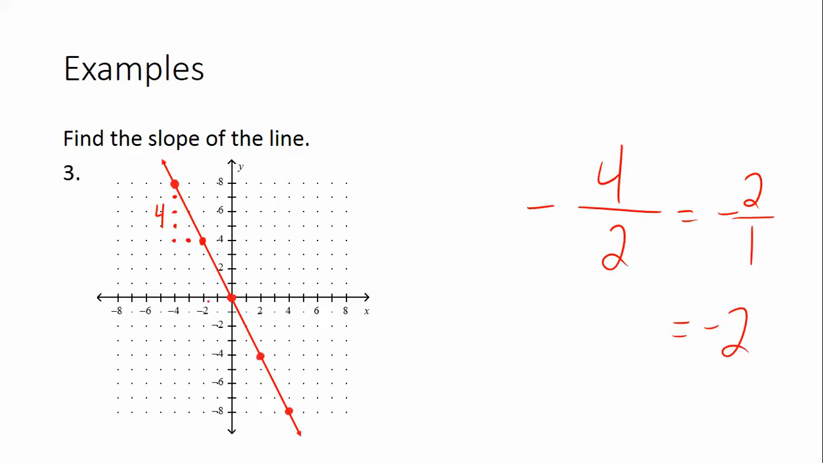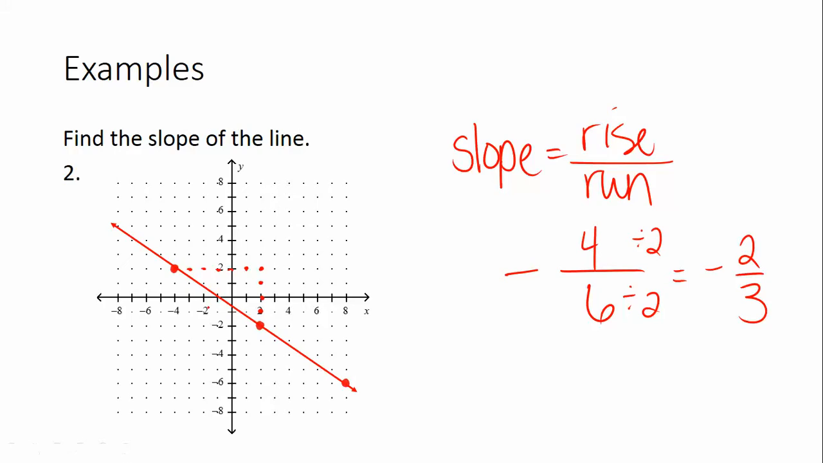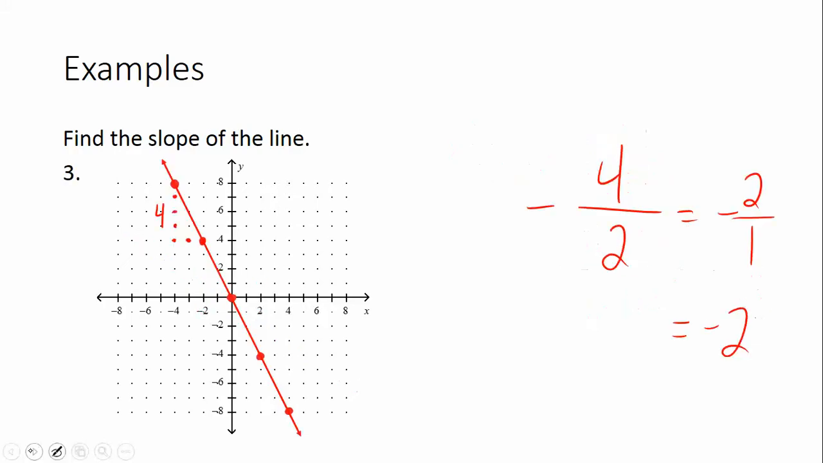You'll notice the slope of this line, that's negative 2, compared to the slope of the previous line, which is negative 2/3, you can see how steepness, this line is much steeper. So the absolute value of negative 2 is 2. It's a much larger steep. It's a much larger slope, excuse me.